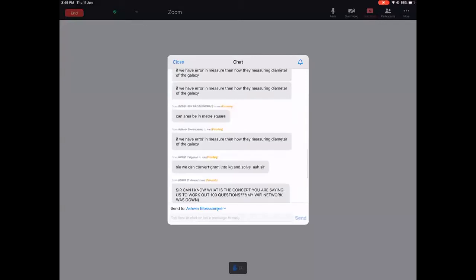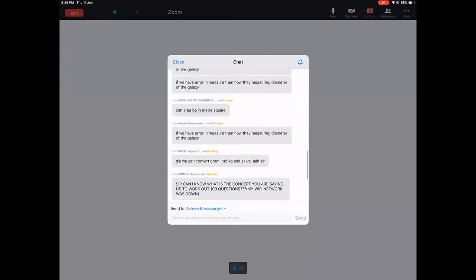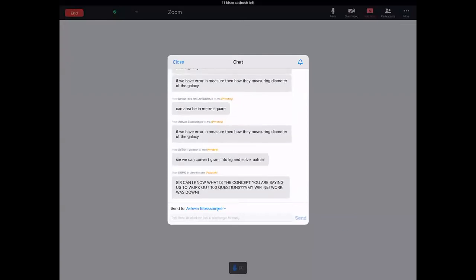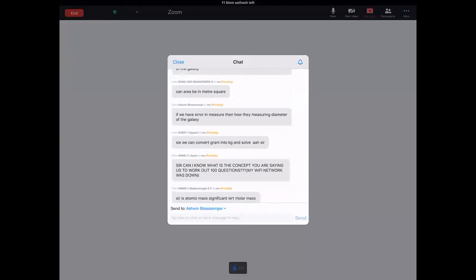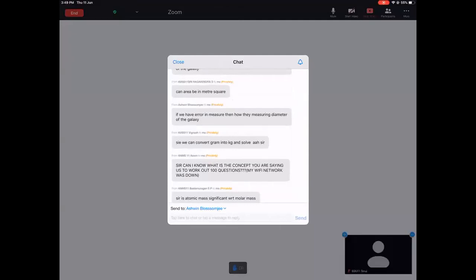Can area be in meter square? Yes, area can be in meter square. Can we convert gram into kilogram and solve? You can convert gram into kilogram and solve, but the precision should be the same. As long as the precision is the same, it doesn't matter.